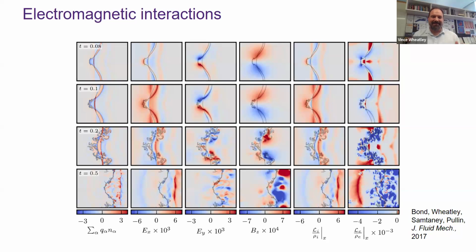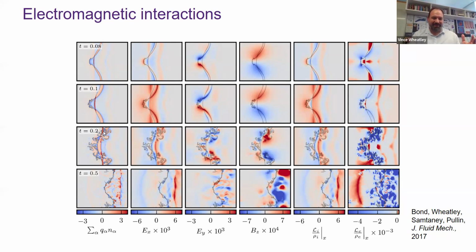And we can understand this if we examine how the fluids are interacting electromagnetically. So here we have the evolution in time of the charge density, the X and Y electric fields, the Z magnetic field, which is self-generated, and the X components of the Lorentz forces. Now, what I want to focus on is what's causing the massive destabilization of the ion interface.